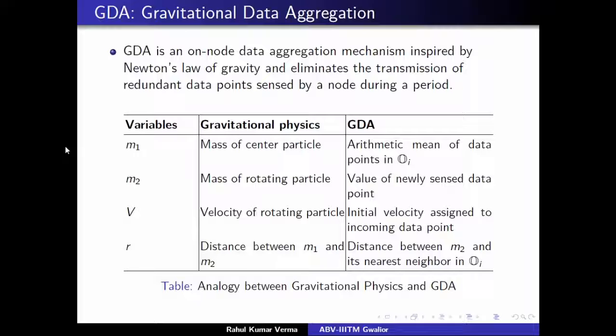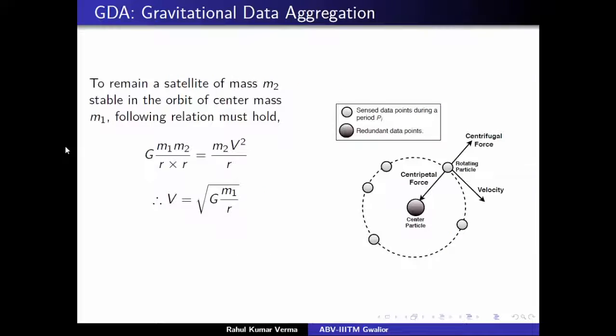V is the velocity in gravitational physics, which corresponds to the similarity index in our GDA, and r is the distance between M1 and M2 in gravitational physics. The same applies in GDA: it is the distance between the newly sensed data point and the center particle, which is nothing but the collection of data points sensed in the first period. This is the basic analogy.